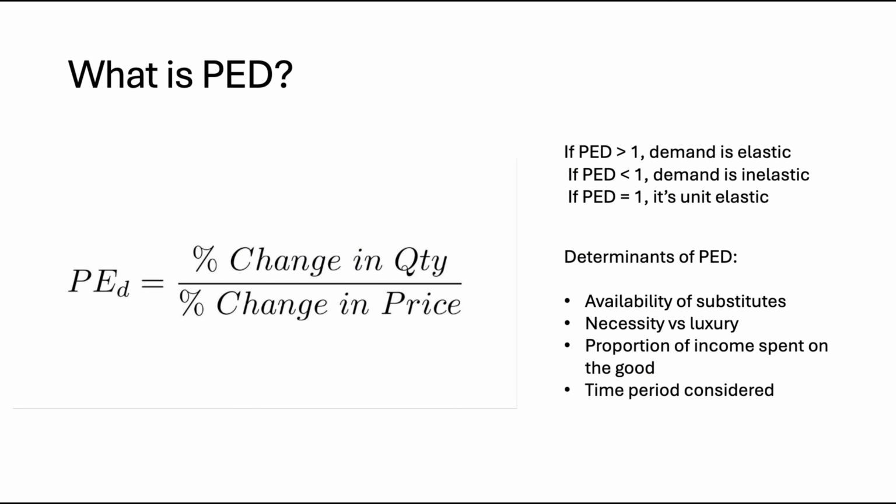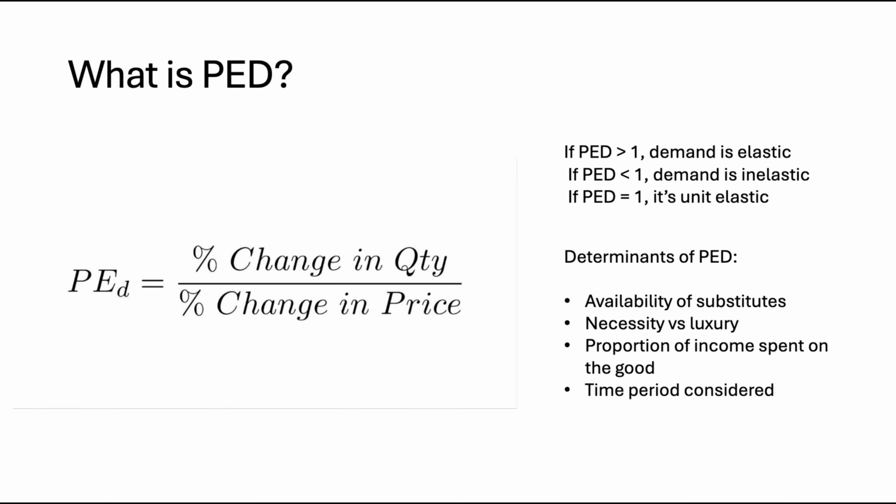Now, a few examples are luxury goods like designer handbags, which usually have elastic demand. Thus, if the price rises, people cut back quickly. Necessities like insulin or bread tend to be inelastic. Thus, even if prices rise, people still buy them because they are necessities.